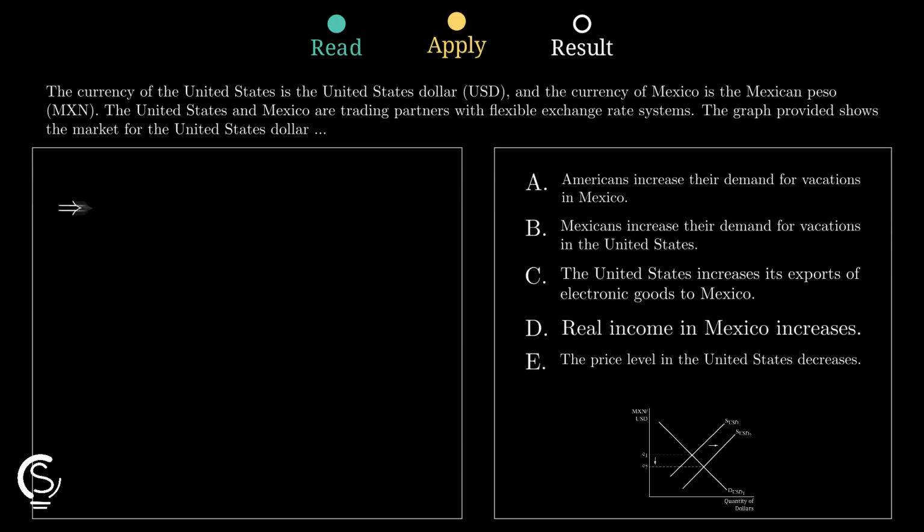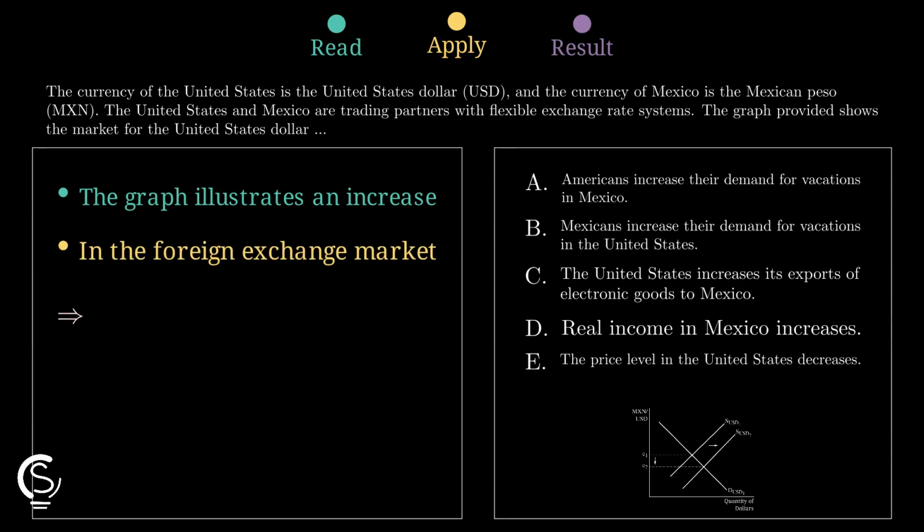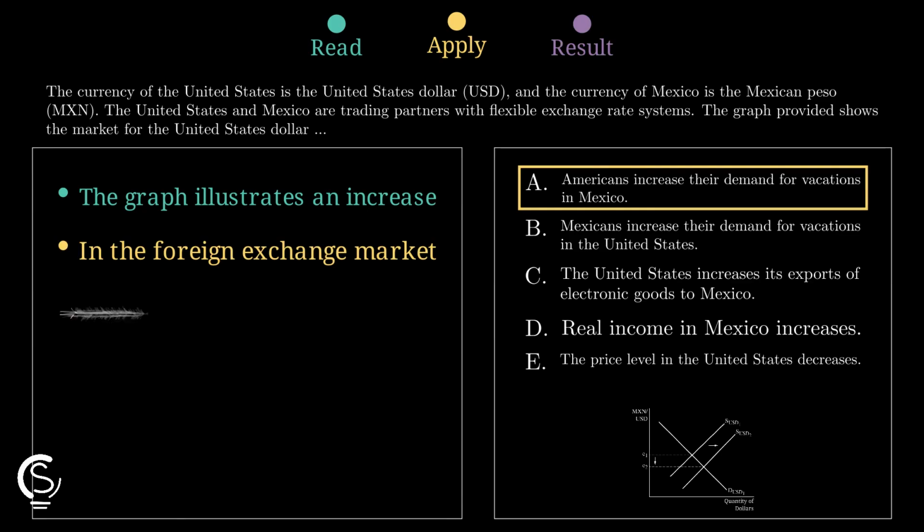In this market, Americans supply dollars when they buy Mexican goods or services, because they exchange dollars to get pesos. More demand for Mexico means more dollars supplied. If Americans want more vacations in Mexico, they need more pesos, so they sell more dollars. That shifts dollar supply right, making option A correct.